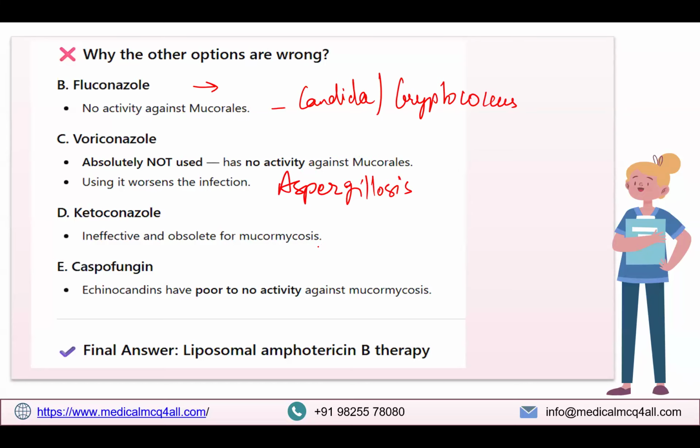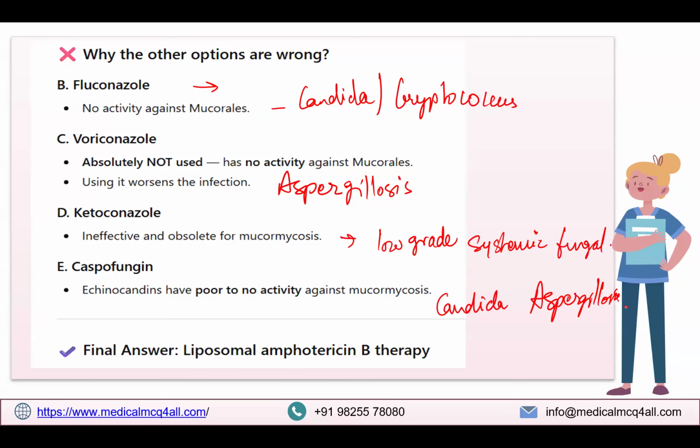Then you have ketoconazole. Ketoconazole is used for what? Yes, low-grade systemic fungal infection. But it is not usually used these days. It is kind of obsolete. Topically, at times it can be good, but it is not used these days because it has poor efficacy and high toxicity. Caspofungin, again, is the drug of choice for Candida and aspergillosis.